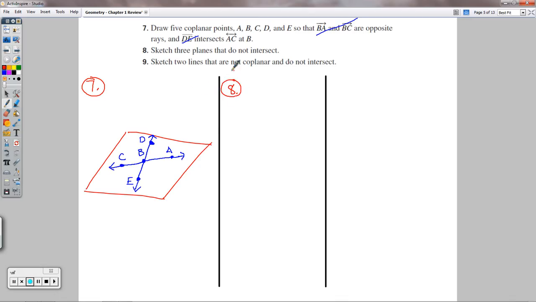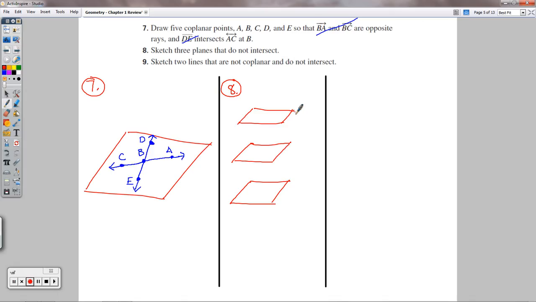Sketch 3 planes that do not intersect. Well, there's different ways you could orient this, but the basic gist of it is that you have 3 pieces of paper and they have to be parallel to each other. So this would be a good quick representation of that. These aren't going to intersect.